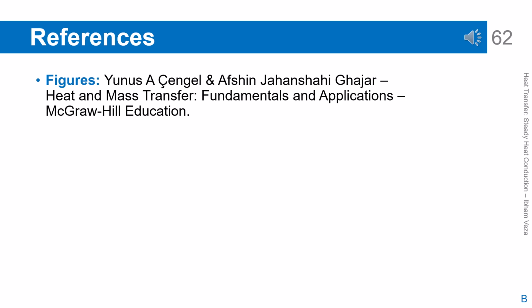References. This chapter refers to the main textbook by Yunus A. Cengel and Afshin J. Ghajar as the source of figures and concepts. This reference is an international standard in the field of heat transfer. All models and approaches used follow the established formulations in that literature. Using this source ensures consistency with global engineering practice. This chapter concludes the discussion of steady heat conduction in a comprehensive manner.